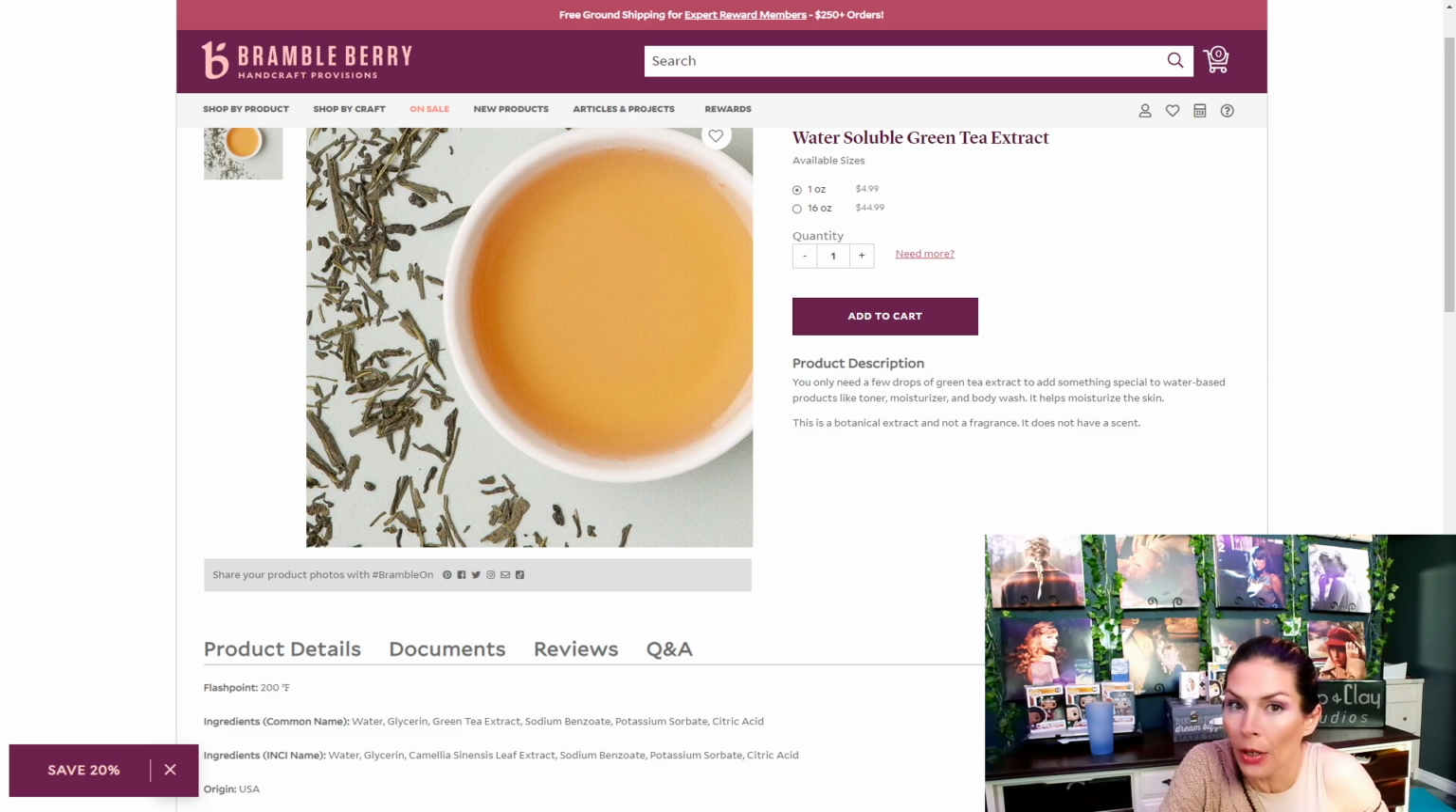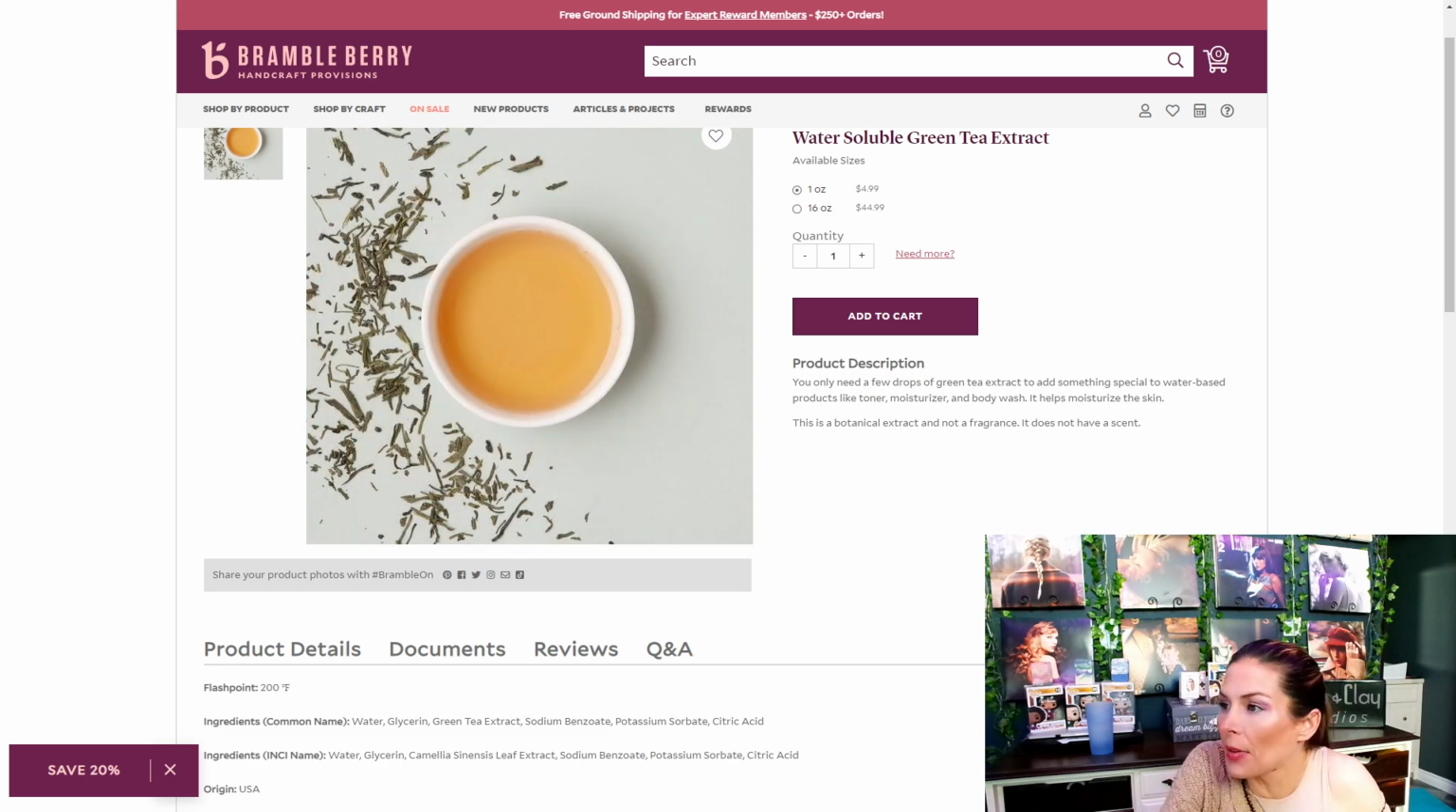I would prefer to see an actual SDS list that you can get to, as well as really good application instructions, really pointing out what kinds of things you can use this in. Something better than "you only need a few drops of this extract to add something special to water-based products like toner, moisturizer, and body wash." I would like the information to be more blown out, just for research purposes and for peace of mind as a buyer. So for me, Brambleberry is a miss.